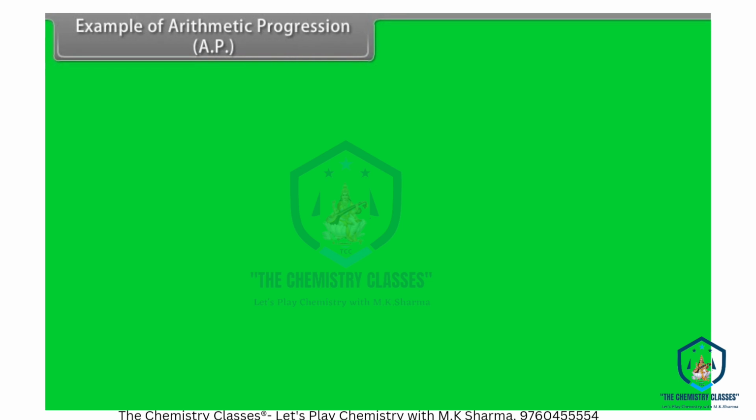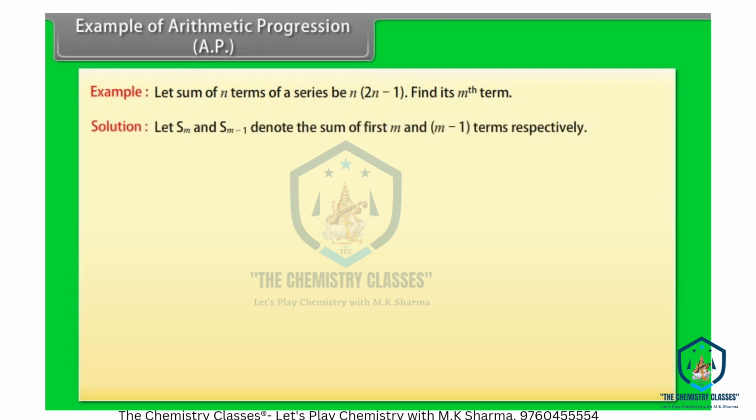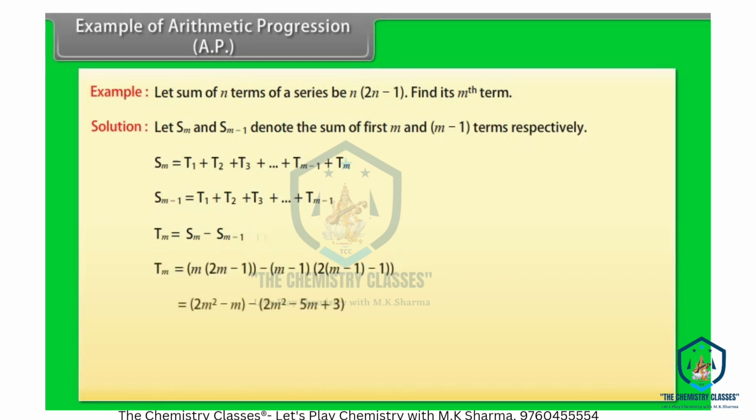Example of arithmetic progression AP. Example: let the sum of n terms of a series be n into 2n minus 1. Find its mth term. Solution: let Sm and Sm minus 1 denote the sum of the first m and m minus 1 terms respectively. Sm is equal to T1 plus T2 plus T3 up to Tm minus 1 plus Tm. Sm minus 1 is equal to T1 plus T2 plus T3 up to Tm minus 1. Tm can be found as Tm is equal to Sm minus Sm minus 1. On solving, we get 4m minus 3.